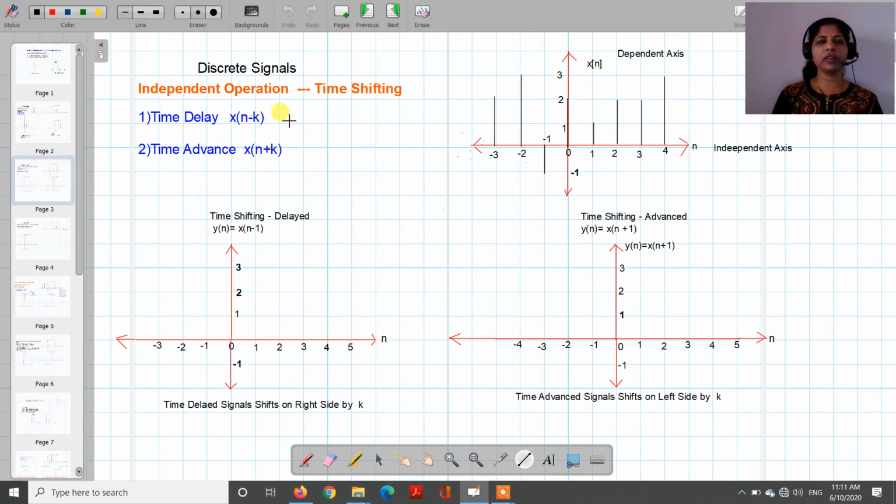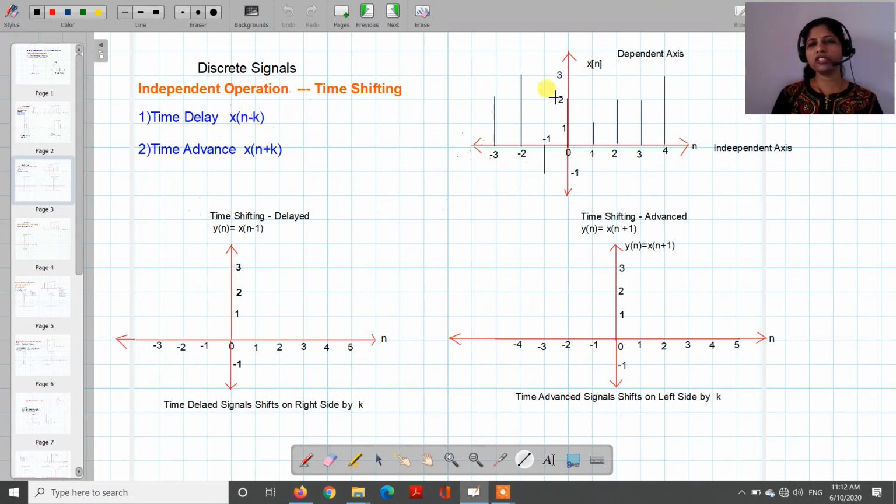In time shifting there are two types of operation: time delay and time advance. The time delay operation is represented by x of n minus k. The round bracket represents that it is a function of n, where n is the number of samples. The minus sign indicates the time delay operation, and k is the amount of delay.